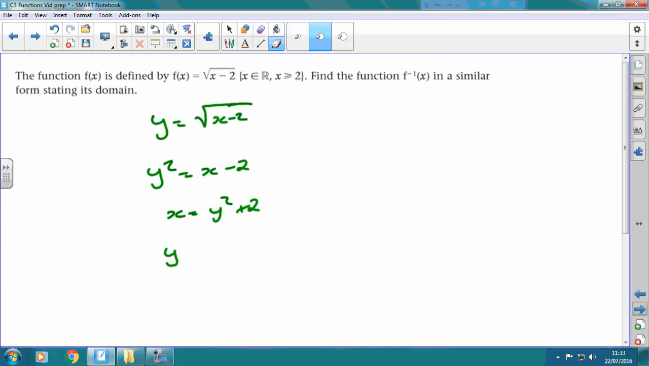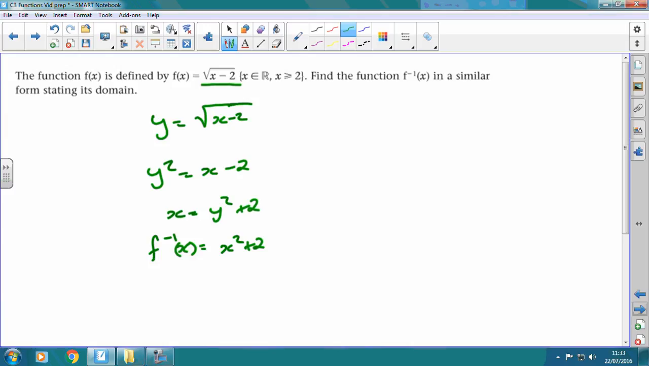So it's f to the minus 1 equals x squared plus 2. Now the domain is all the values that x can take. And there's an important thing here. Let's see if it works for this question. So if we have a look at this one here, let's have a look at the range of values. So it says that x can be greater than or equal to 2.